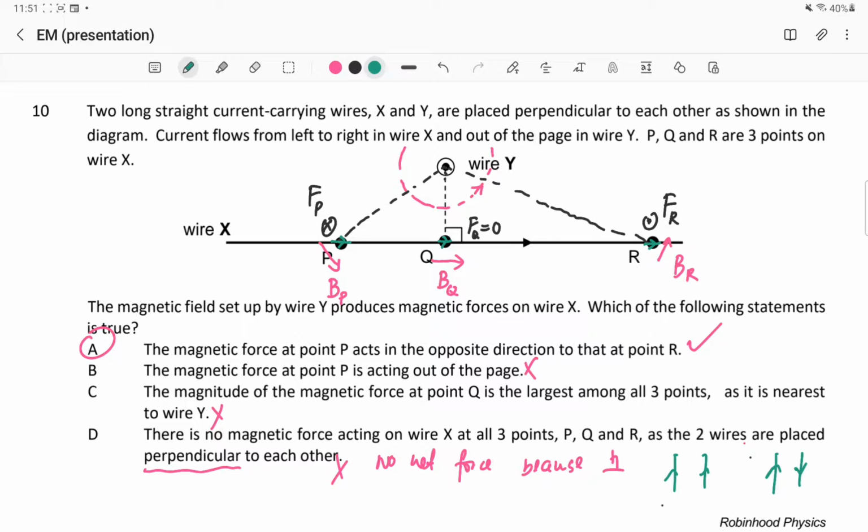So you see, on this wire X, on the P side, it's going to flip downwards into the page. On the R side, it will be flipped upwards. So this entire wire will try to flip itself to become the same direction as wire Y, with the current flowing in the same way. So in a parallel situation, it will tend to flip towards the like-current case. But anyway, this is just extra info.